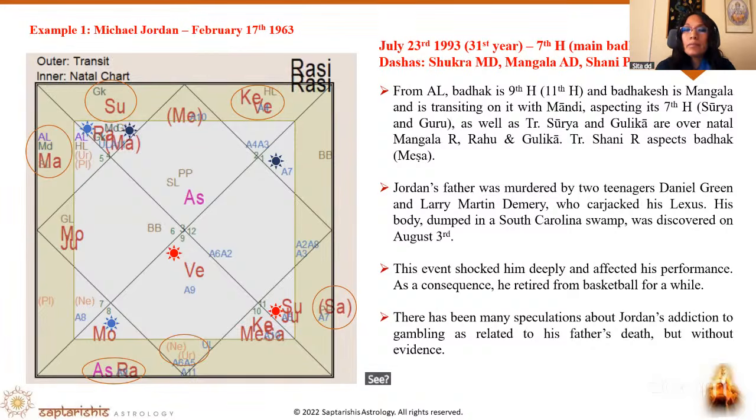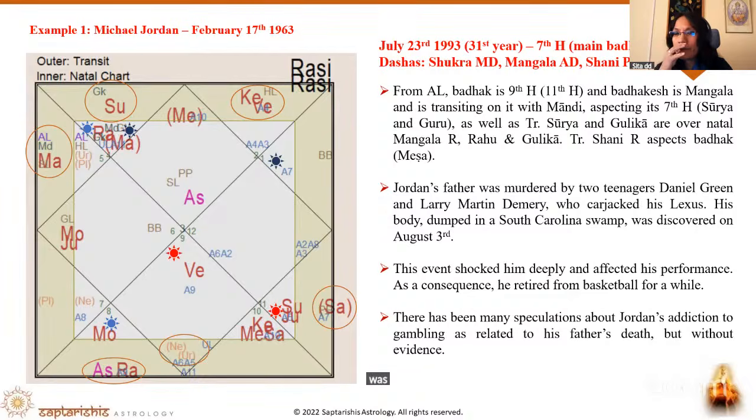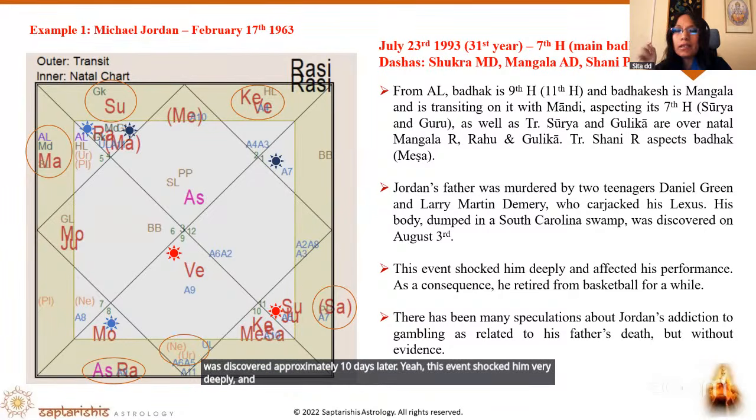Then, what happened is that Jordan's father was murdered by 2 teenagers who carjacked his car, and the body was dumped in a swamp. It was discovered approximately 10 days later. This event shocked him very deeply, and he stopped playing for a while.